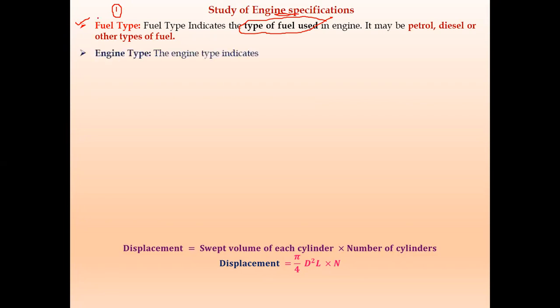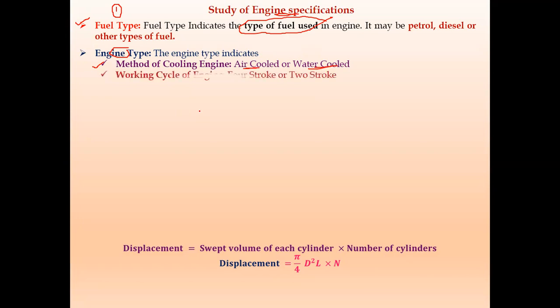Second is engine type. The first one is fuel type, and the next one is engine type. The engine type indicates the method of cooling the engine. So first, in engine type, we have the method of cooling. Either it is an air cooled engine or it is a water cooled engine. So this is the method.